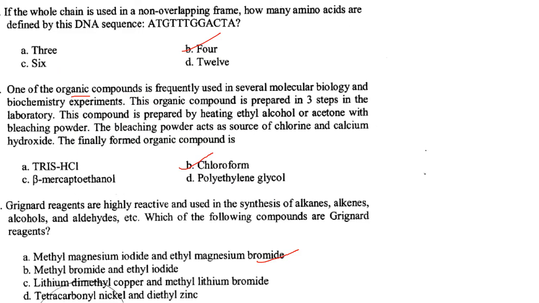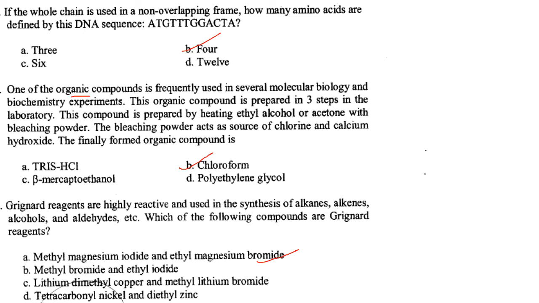Now, if the whole chain is used in a non-overlapping frame, how many amino acids are defined by this DNA sequence? You do not have to overlap, it is a non-overlapping frame. So here ATG will be 1, TTT will be 2, GGA will be 3, and CTA will be 4. So the number of amino acids defined by the DNA sequence is 4. Answer is option B.